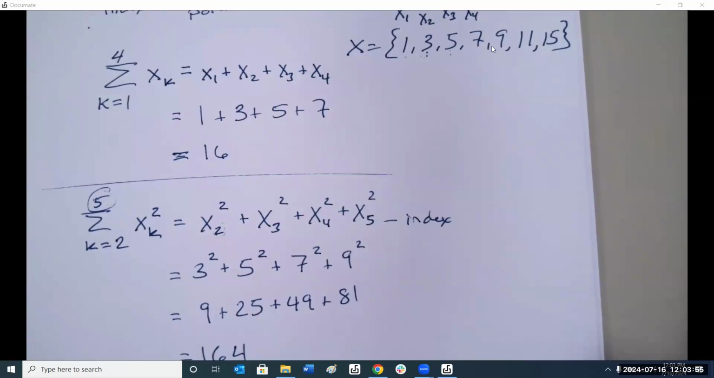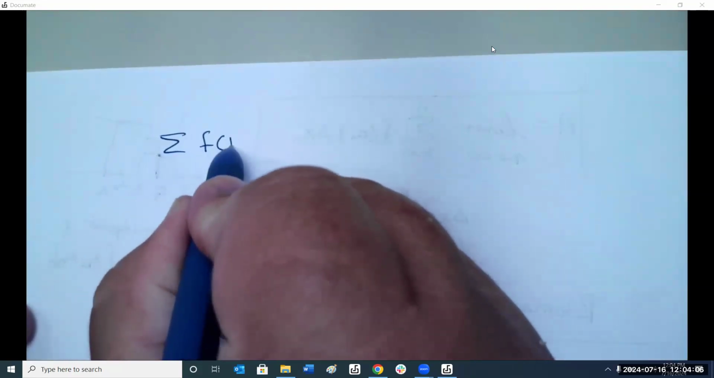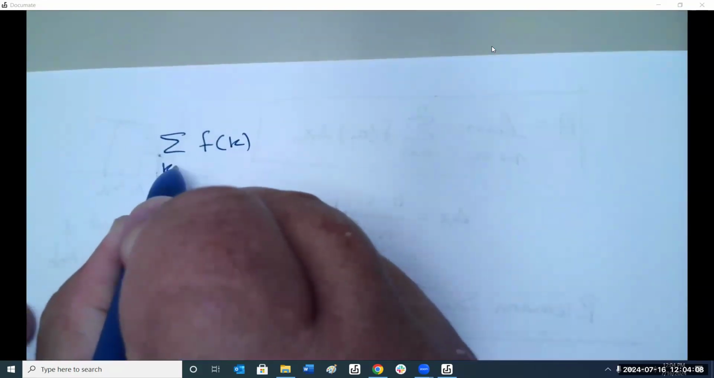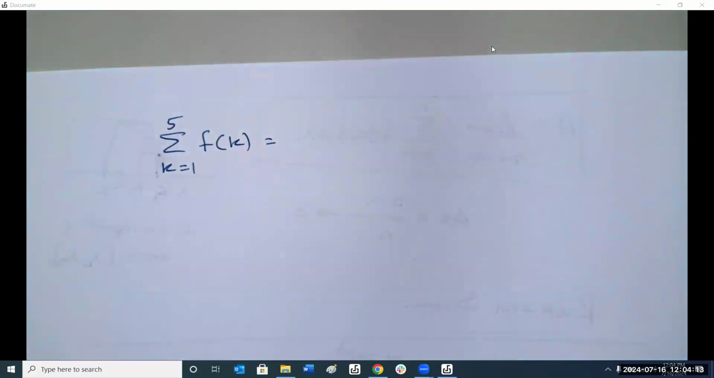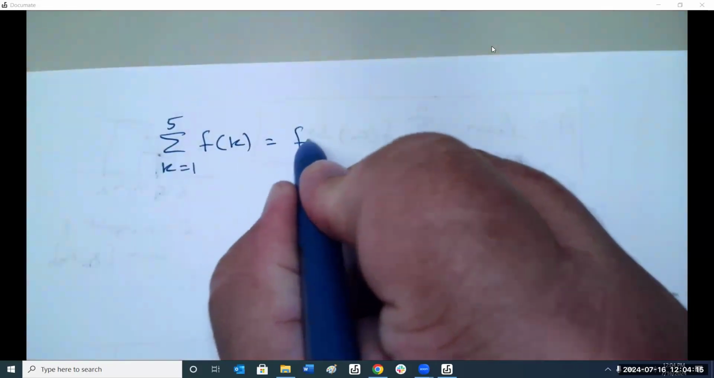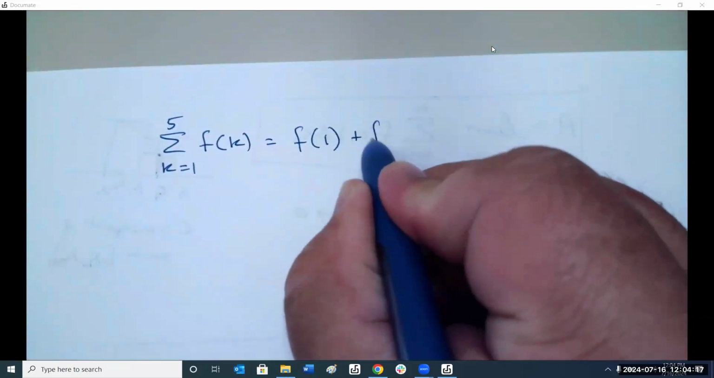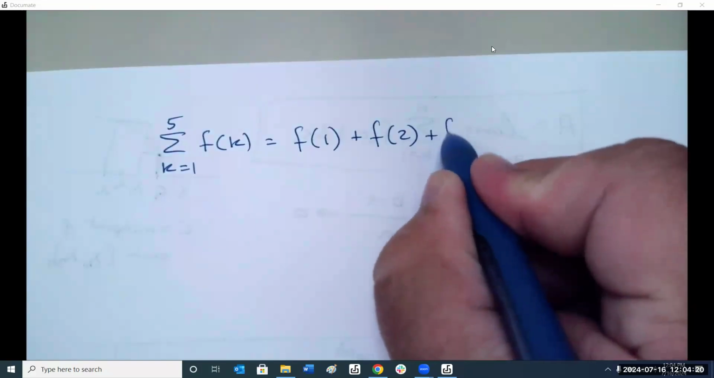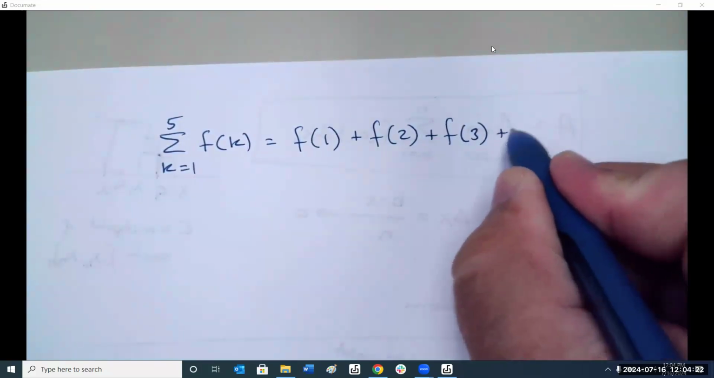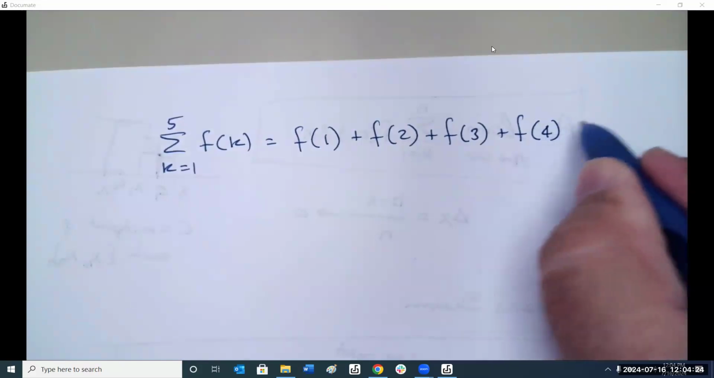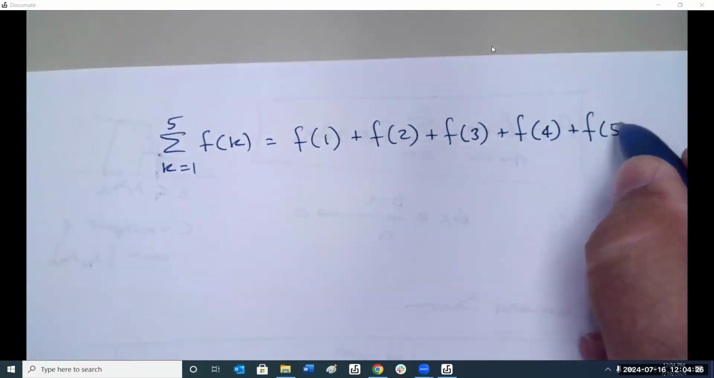And you can put whatever function you want in, like with x squared. Yeah, it could be anything. It could even be, for example, the function f of k, where k is equal to 1 to 5. That would be f of 1, f of 2, f of 3, f of 4, and f of 5.